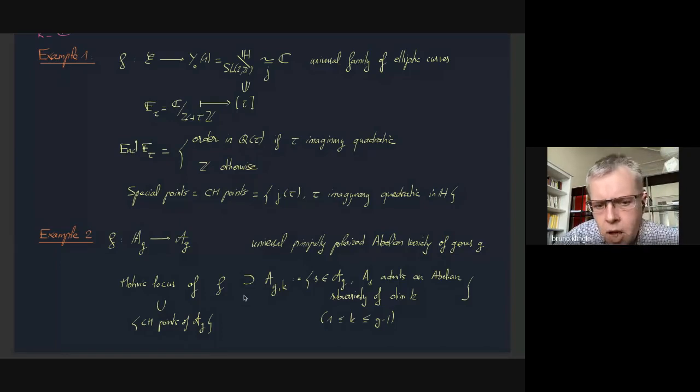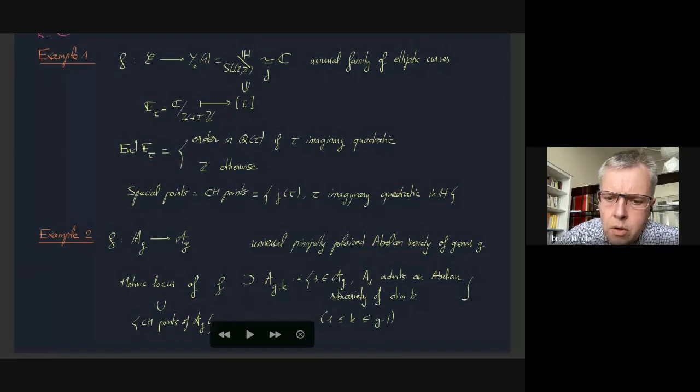And another example of points in this motivic locus is the locus where your abelian variety splits up to isogeny into a product of a dimension k times a dimension g minus k variety. Okay, so you have this locus A_{g,k} inside A_g inside the motivic locus of this family. So this is a second interesting example.